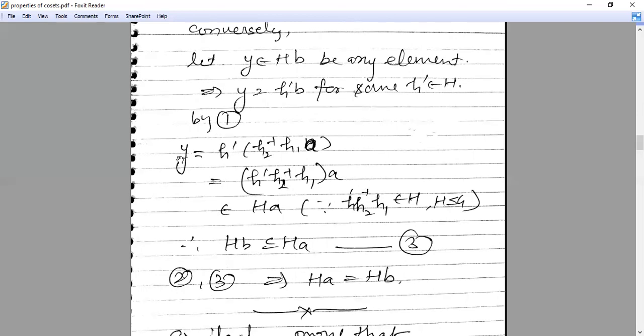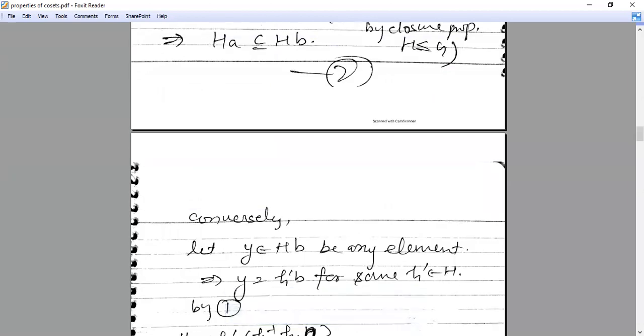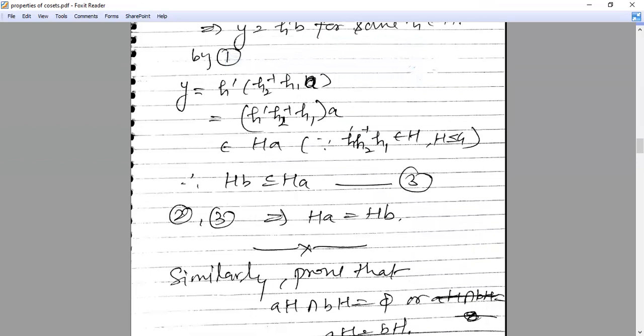This implies that y belongs to Ha. So y, which was coming from Hb, we have shown that it belongs to Ha. That means Hb is a subset of Ha. So from 2 and 3: in 2 we have shown that Ha is a subset of Hb, and in 3 we have shown that Hb is a subset of Ha. So from 2 and 3, Ha is equal to Hb.